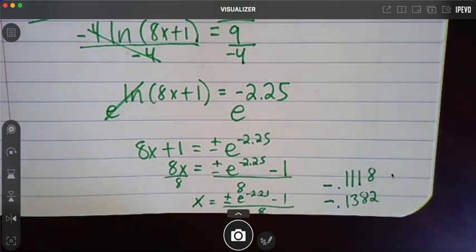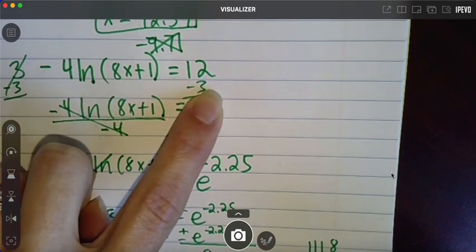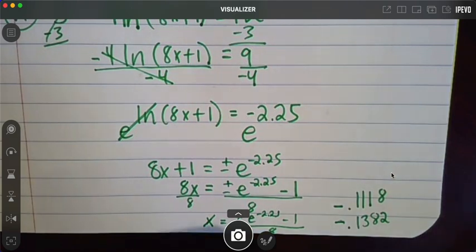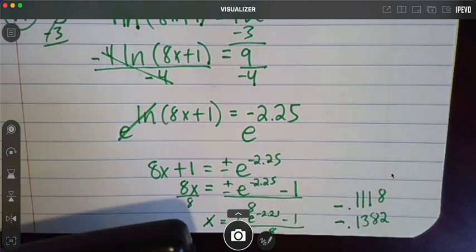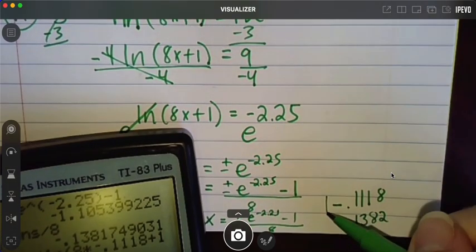Plug it in. I just go back to the original equation to see if I get 12. So 3 minus 4 times the natural log of 8 times negative 0.1118 plus 1. And I get 11.99. That's right. So I know that's an answer.